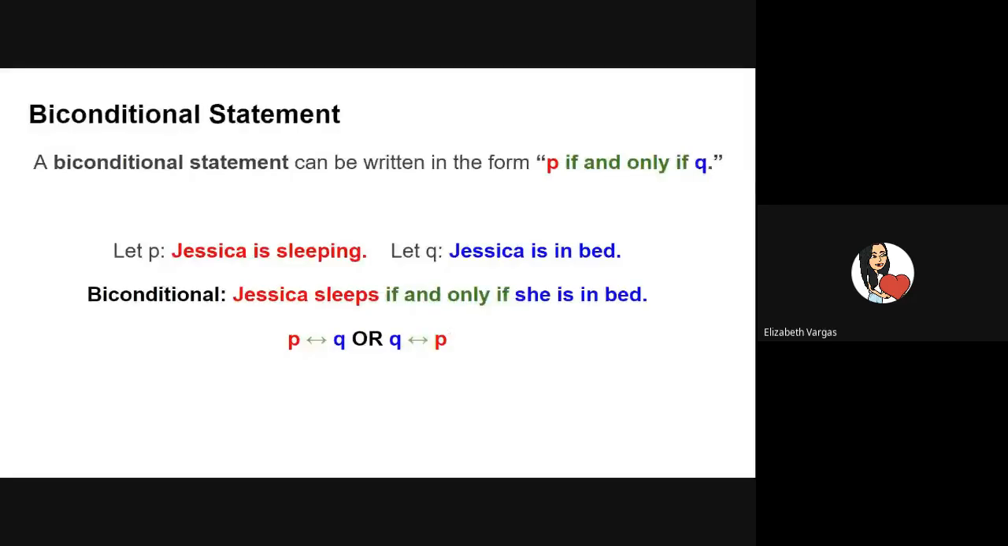Okay, so let's go back. Now we're going to look at another type of compound statement, and that is the conditional statement.